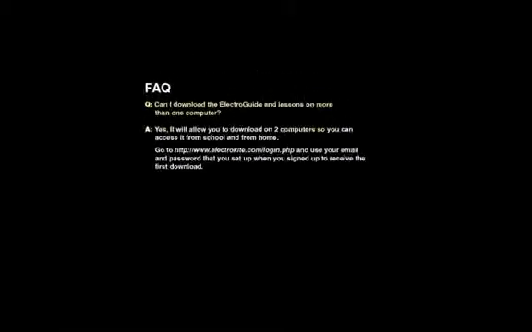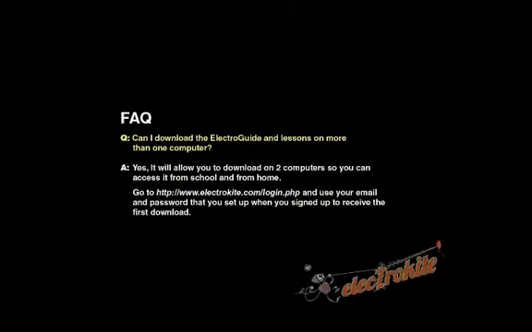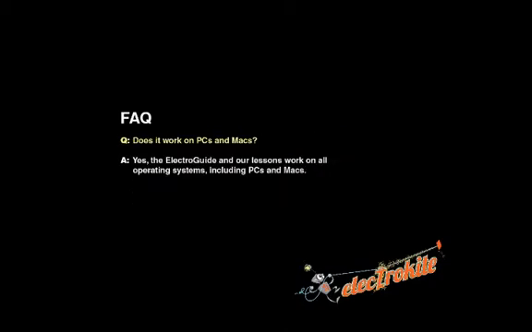So now you're familiar with the ElectroGuide and the Electrokite lessons. We anticipated that you might have a few further questions, so we prepared a short FAQ. Can I download the ElectroGuide and lessons on more than one computer? Yes, it will allow you to download on 2 computers, so you can access it from school and from home. Go to electrokite.com/login and use your email and password that you set up when you signed up to receive the first download.